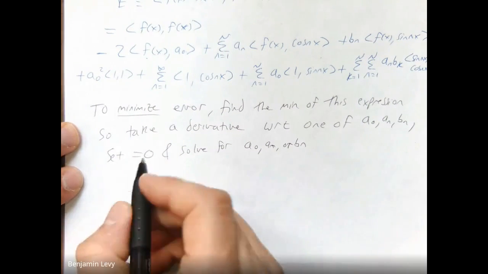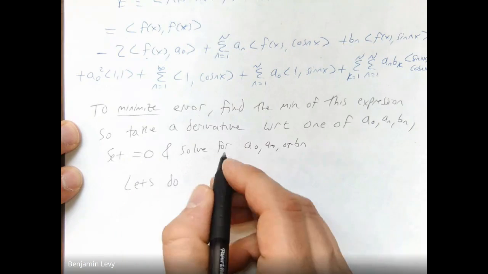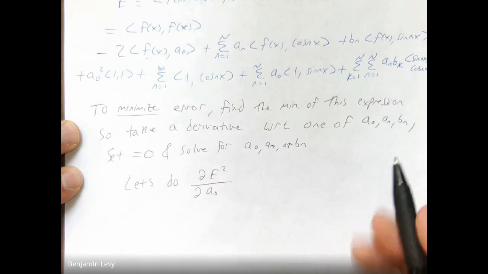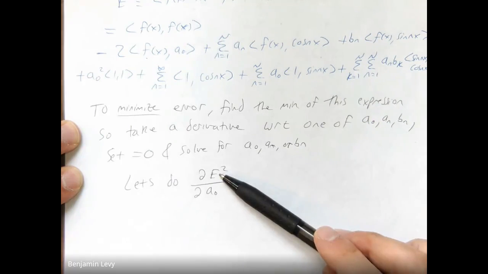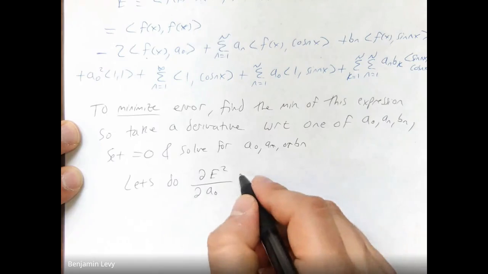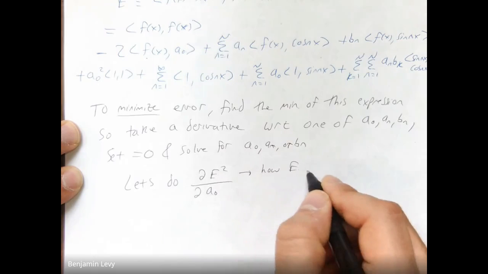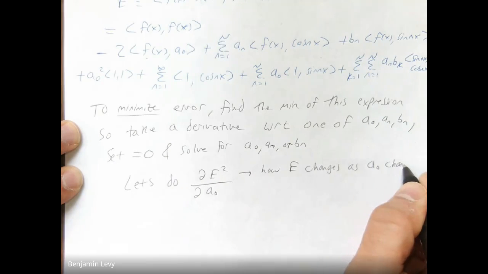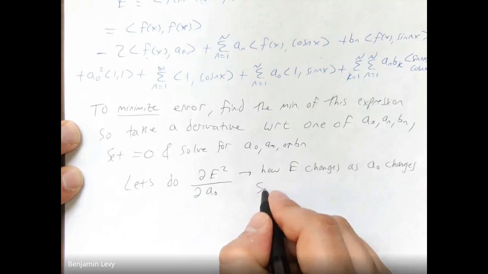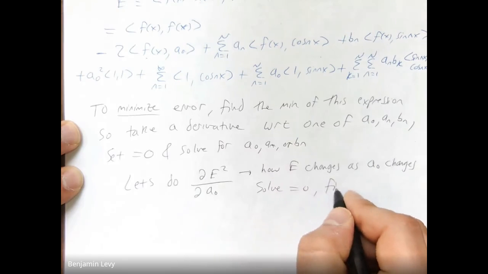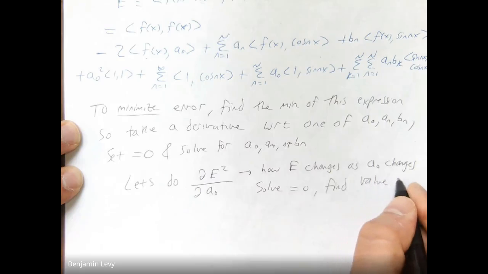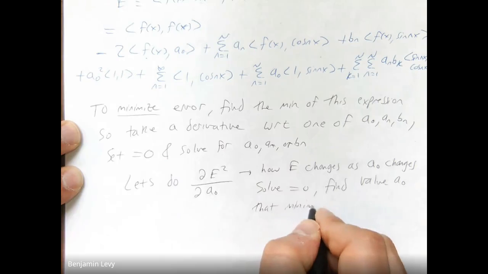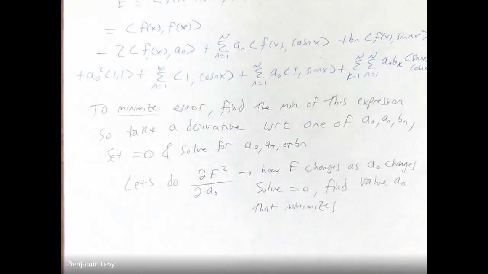So let's do it. The one we're going to do, again, is the easier one. Let's take the derivative with respect to A0. We're going to take the derivative of the error expression we have with respect to A0. This is going to tell us how the error changes as A0 changes. And when you set it equal to 0, you find the value of A0 that minimizes it. That's the process we're about to follow. We're going to do that on the next page.